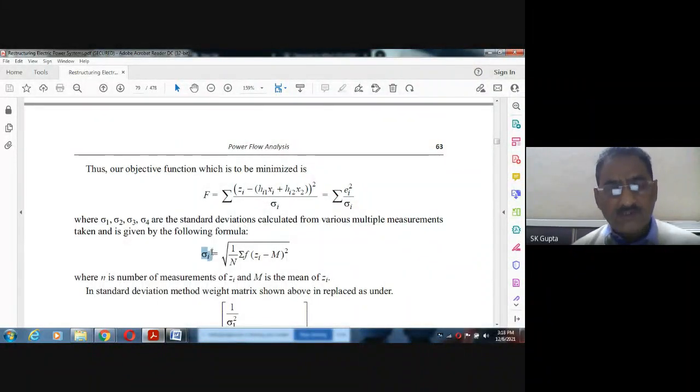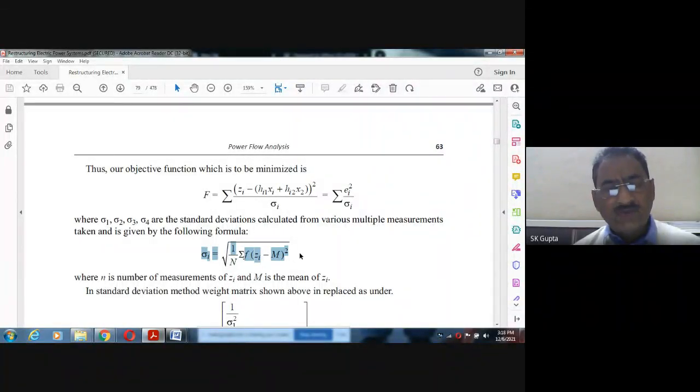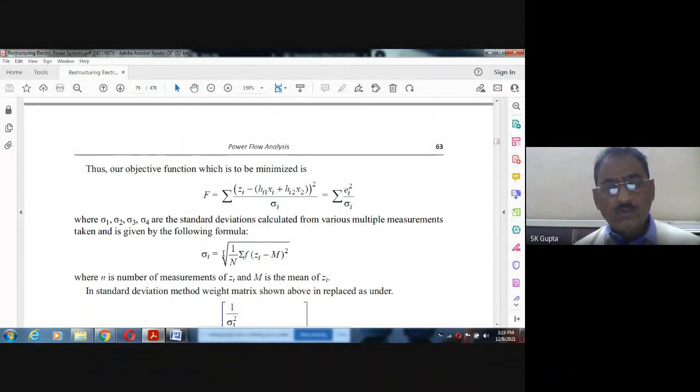You might have studied the meaning of standard deviation in the 10th class, in the statistics course. So in this way we find the standard deviation of each measurement. Say for Z1 or for Z2 we find the standard deviation, because for Z2 we do 50 measurements. Z2 is the instrument at, for example, bus number 2, and at bus number 2 you are measuring 50 times from the same meter.